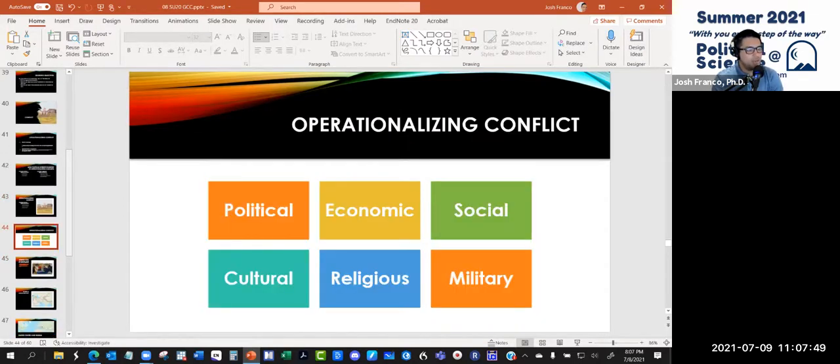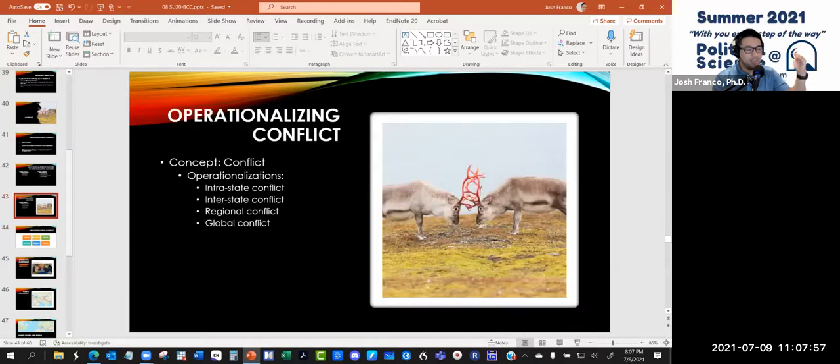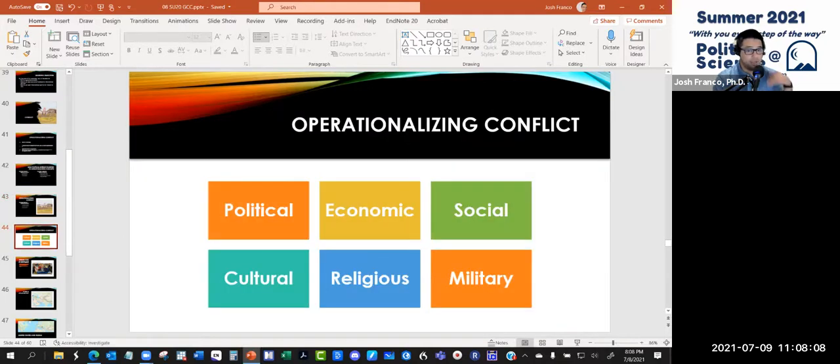Now, when we think of operationalizing conflict, we can look at it in different dimensions. In the prior example, we just said interstate conflict, intrastate conflict, regional conflict, global conflict. This doesn't necessarily mean war in a military sense. There are other dimensions of conflict. For example, there can be a political conflict, an economic conflict, a social conflict, a cultural conflict, a religious conflict. And the one we're more familiar with is military conflict, because in many ways that term is rooted in the notion that there's a military conflict within a country or between countries.